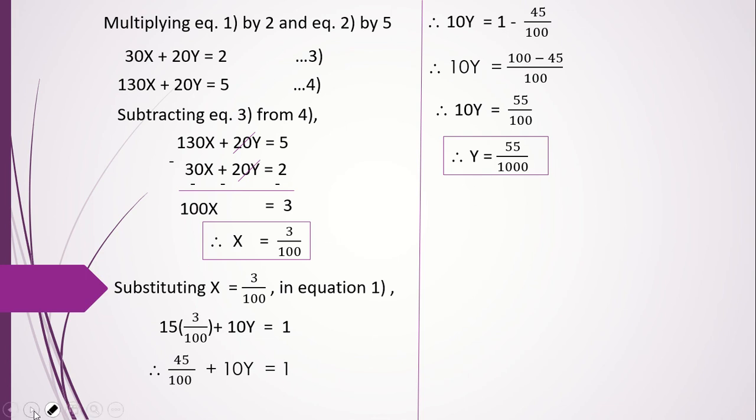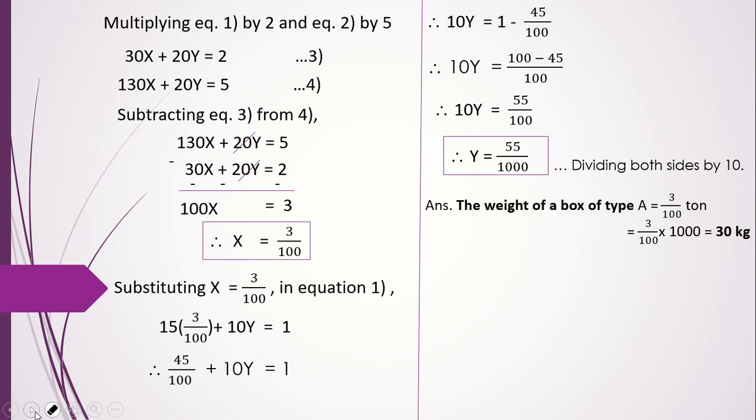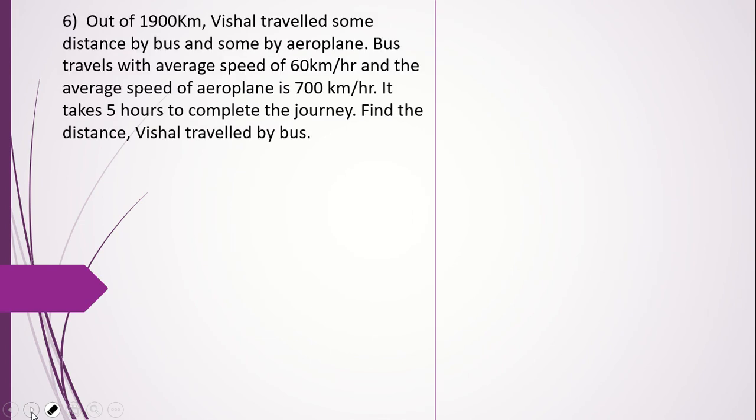So the weight of A type of box is 3 upon 100 tons, and B type of box is 55 upon 1000 tons. Now these tons we can convert into kgs also and give the answer, not a problem. The weight of box of A type is 3 upon 100 ton. 3 upon 100 ton is going to be 3 upon 100 into 1000, that is 30 kgs. And type B is 55 upon 1000 tons, that is 55 kgs. Okay, so if you have not followed, go through the sum 2-3 times, hopefully you will understand. Okay, let us move on to the next sum.